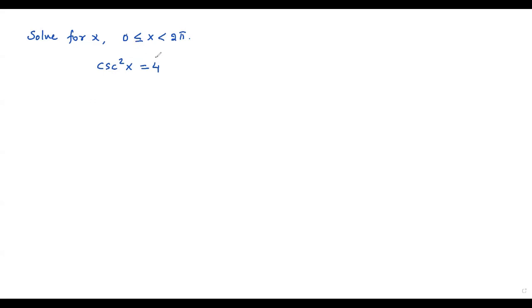Okay, now to solve for x in this equation, first we have to write this cosecant square x in terms of sin x using the reciprocal trigonometric identity. We know that sine and cosecant are reciprocal to each other. So, for example, cosecant x can be written as 1 over sine x, so cosecant square x can be written as 1 over sine square x.